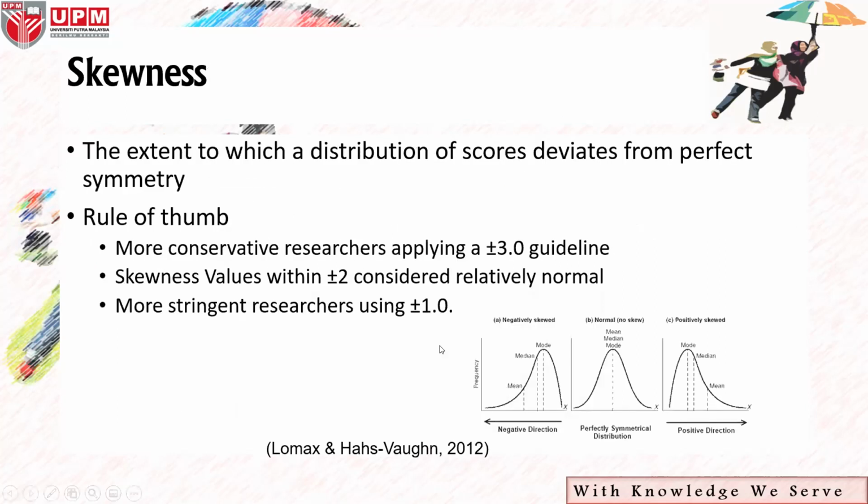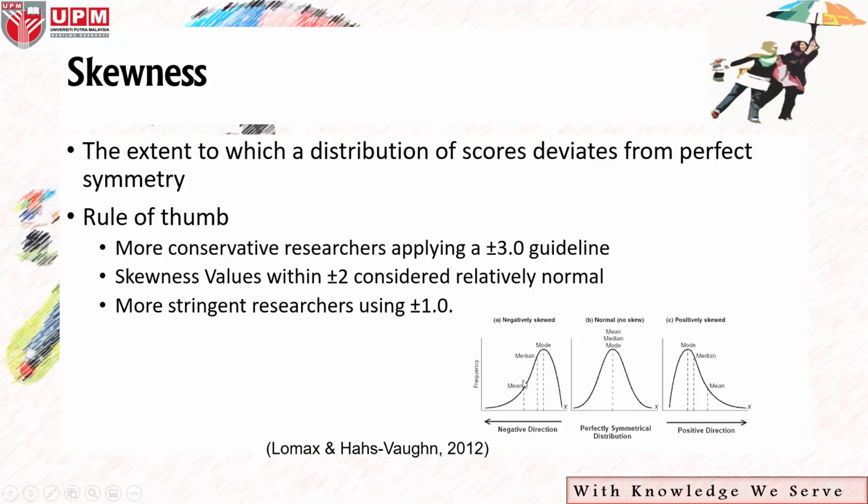Okay, next one. Another strategy to check for data normality. We can check based on skewness. What I taught earlier, the plus minus 3, is skewness. So to check on the normality, we check whether the mean equals median equals mode, or we can check our data normality according to skewness. Skewness is referring to how a distribution of scores deviates from perfect symmetry. So the rule of thumb, conservative researchers use plus minus 3 as a guideline.